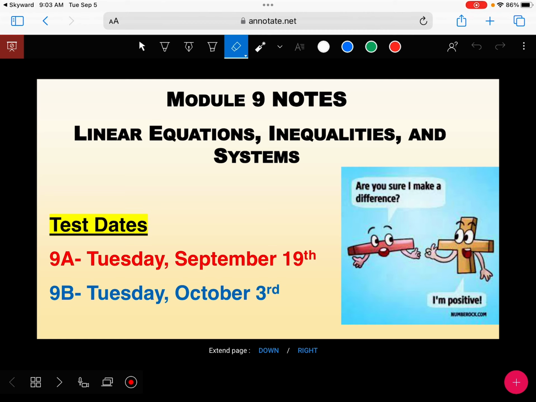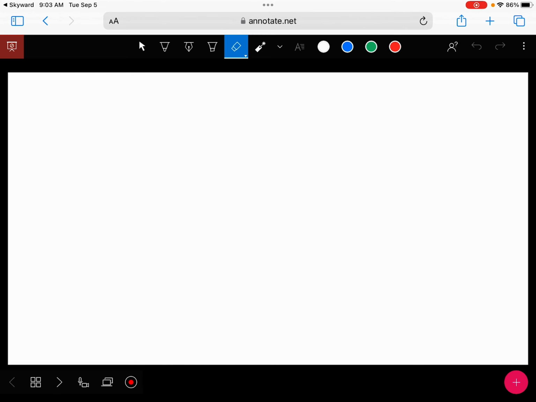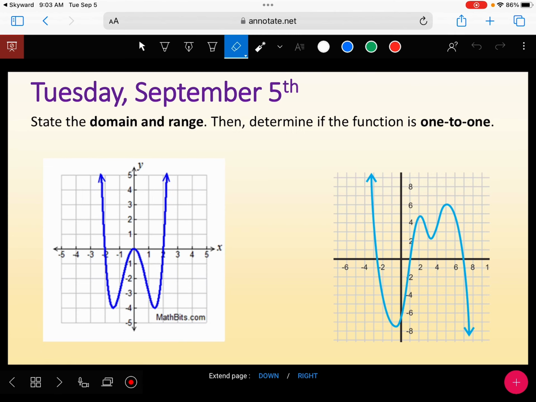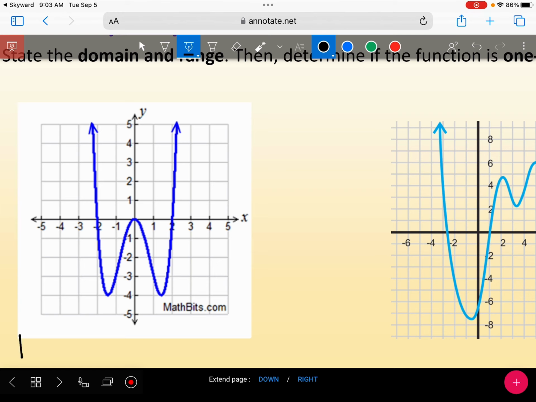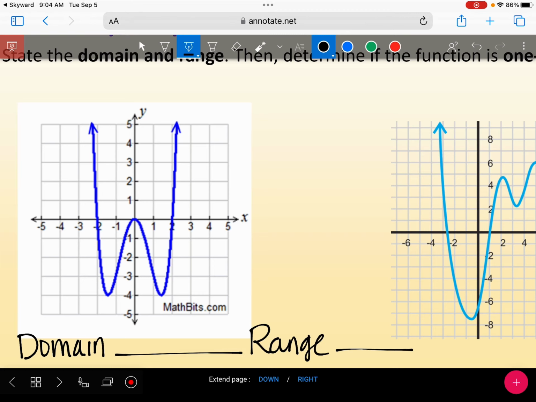And then in your bell work packet, which I made that yellow color, go ahead and look at that first one for today. Put the date in our bell work packet. So the first one is today, Tuesday, September 5th. And I want you to look at these 2 graphs and state the domain and range. Go ahead and do that for both of these graphs.